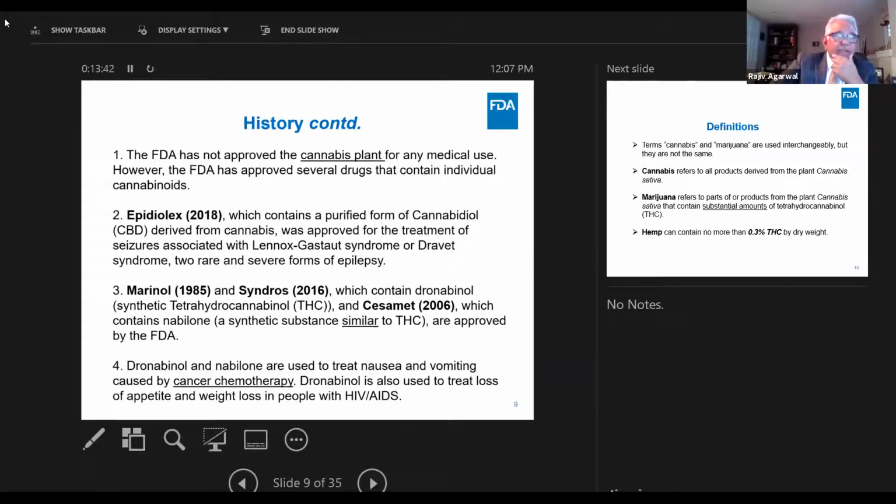There are other synthetic molecules that were approved, which were Marinol and Syndros in 1985 and 2016, and a similar synthetic substance related to THC, Cesamet, was approved in 2006. So these products are related to natural cannabinoids, or they are natural cannabinoids, for example, cannabidiol in Epidiolex.